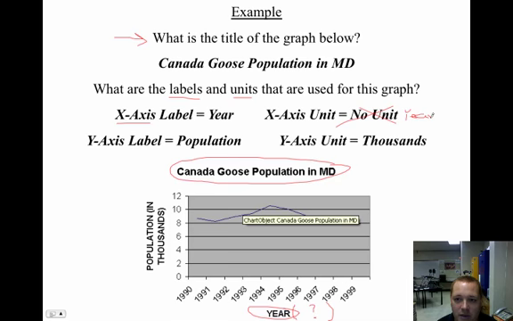I apologize for my poor writing with this, still learning how to write with the bamboo. The second one is the y-axis, and the label used there is population. And then how do they measure the population? That is in the thousands, which is located right there. So there's an example in which you're talking about labels, and we're also talking about the units that are involved in a graph.